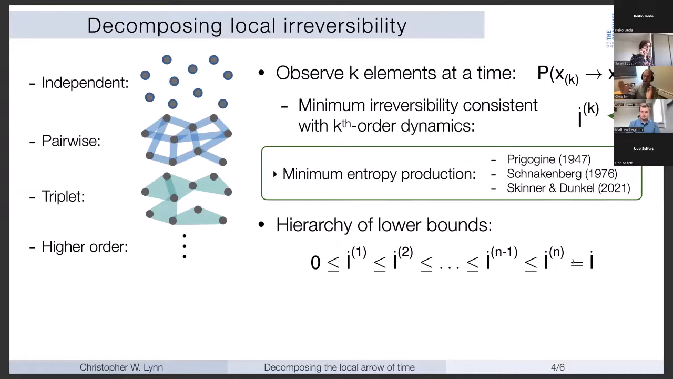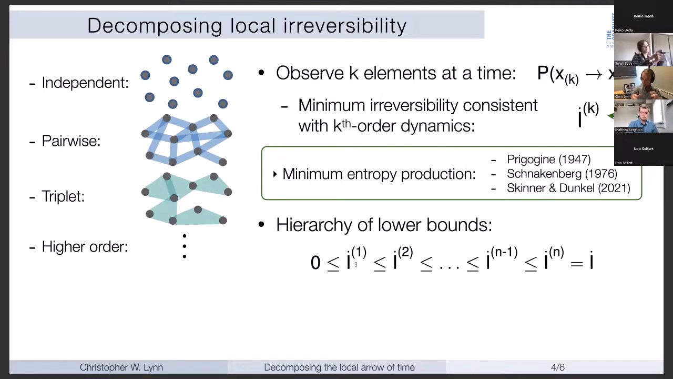So you can only get a higher lower bound as you include more and more information about the dynamics in the system. So for example, if you tell me absolutely nothing about the system, I can still say that the irreversibility is greater than or equal to 0 because it's a KL divergence. And this is obviously also just a restatement of the second law.